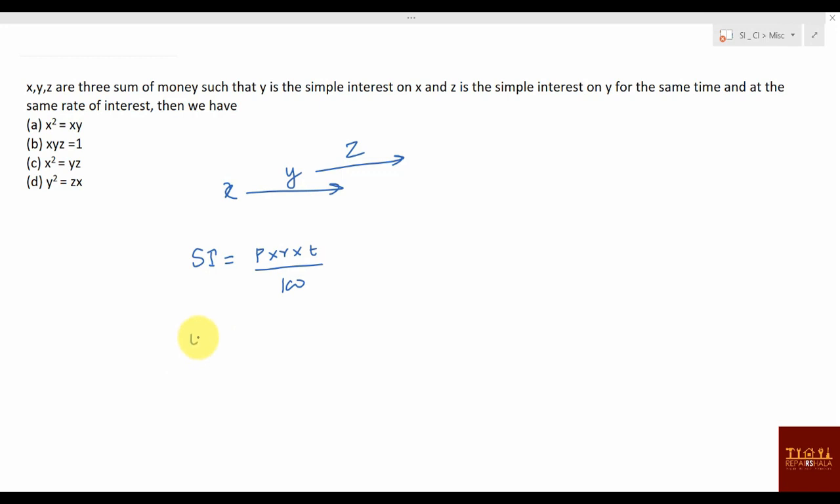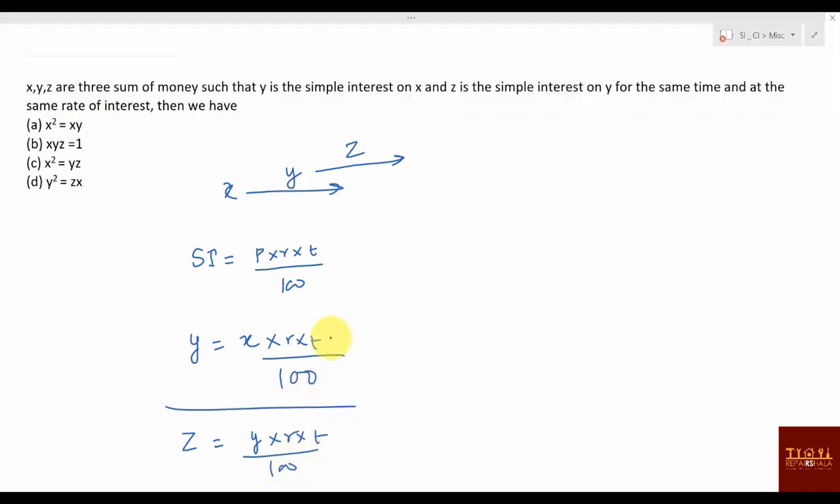What they are telling: Y is the SI when principal is X, R into T by 100. And Z is the SI when Y is principal. If you divide these two, what will you be getting? R and T will get cancelled, and 100 will get cancelled. What you will be getting is Y by Z equal to X by Y. That is Y square equal to ZX. That is this one. Clear?